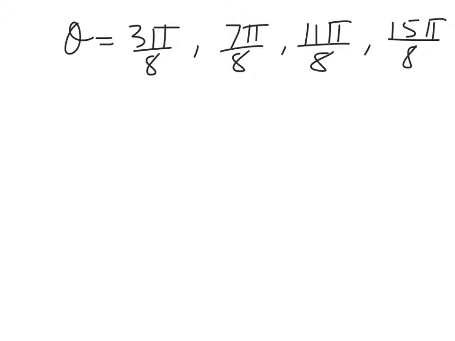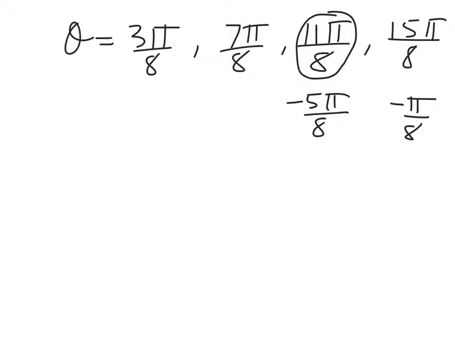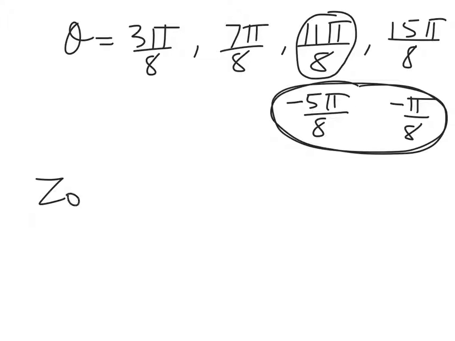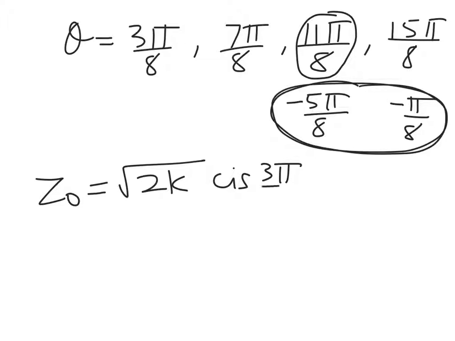It's also totally fine to write this one, 11 pi on 8, as negative 5 pi on 8. And this one we can write as negative pi on 8. And you'll see both of those done. I usually use the positive values, but I think this is probably more common. Anyway, here are my 4 solutions. The first one is going to be root 2k cis 3 pi on 8.